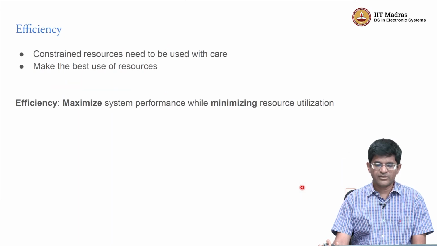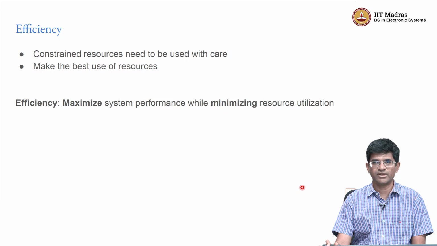So the first thing we want to do is have a clearer definition of efficiency so that we know what we are working towards. The primary idea that we want to address here is that we have constrained resources when we are building an embedded system, and therefore these need to be used with care. And we want to make the best possible use of the resources that are available to us.